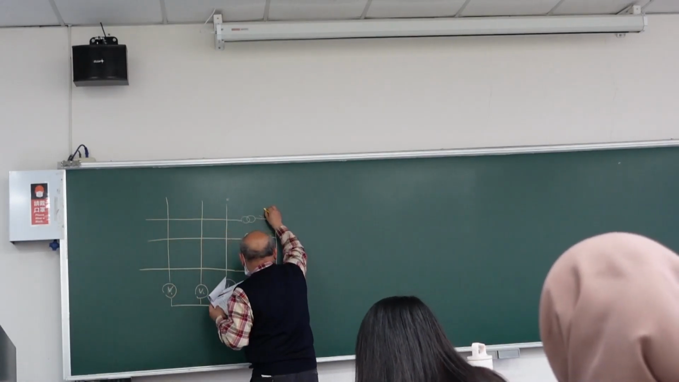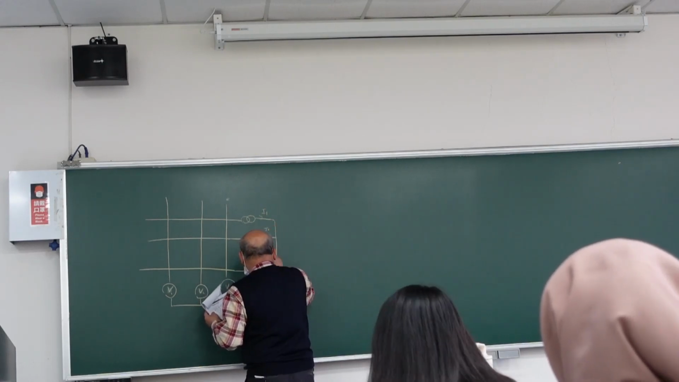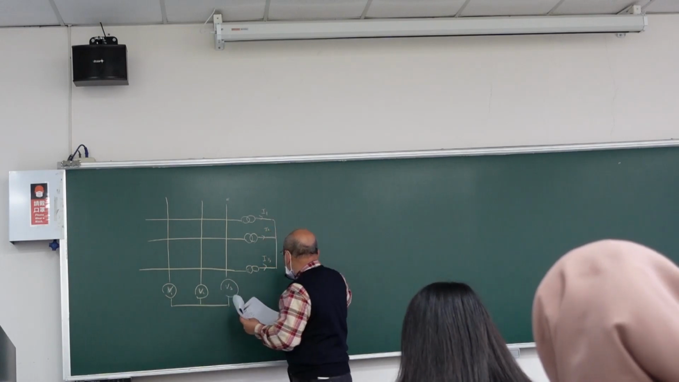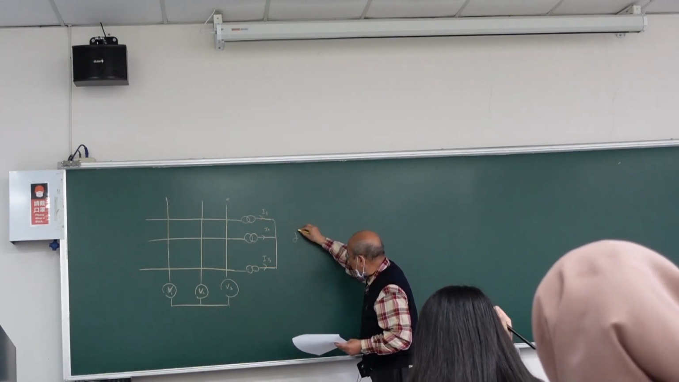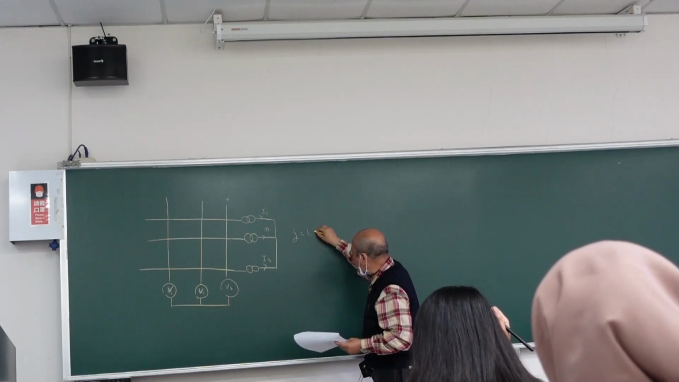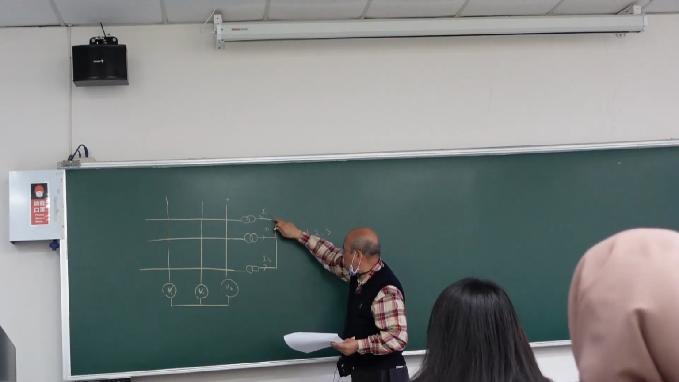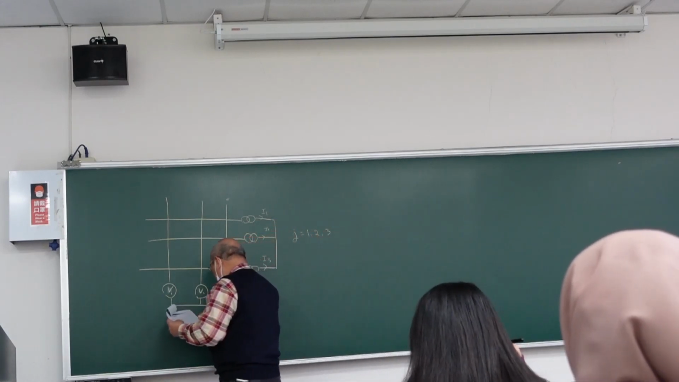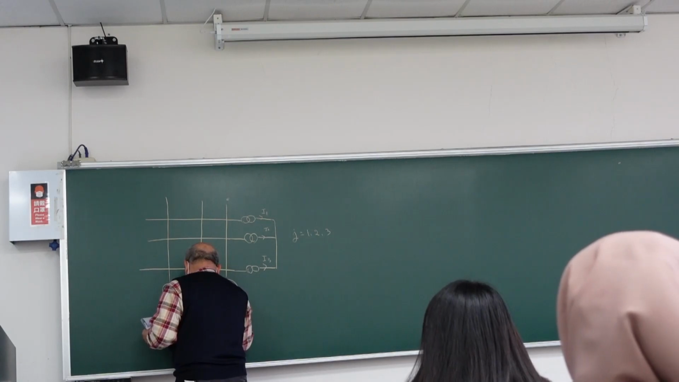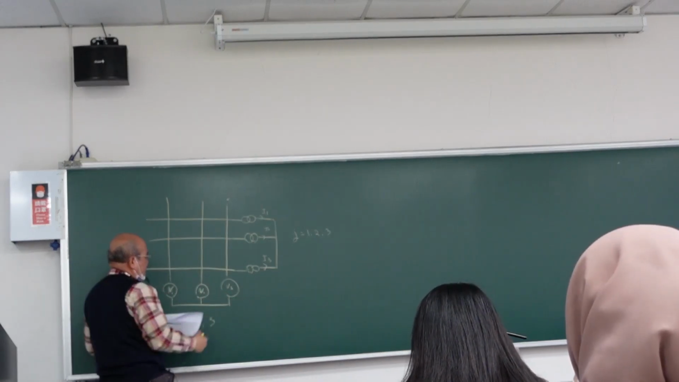So we have I1, I2, I3. So this is output. Output is called J. So J is 1, J is 2, J is 3. And the input we call I from 1 to 3. V1, V2, V3. So this is input.